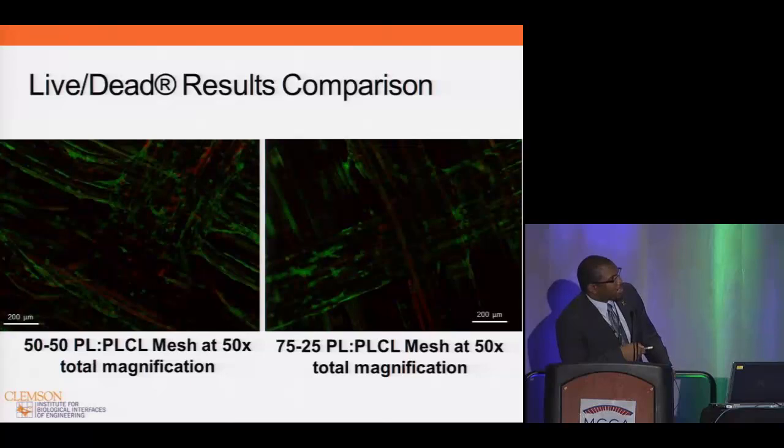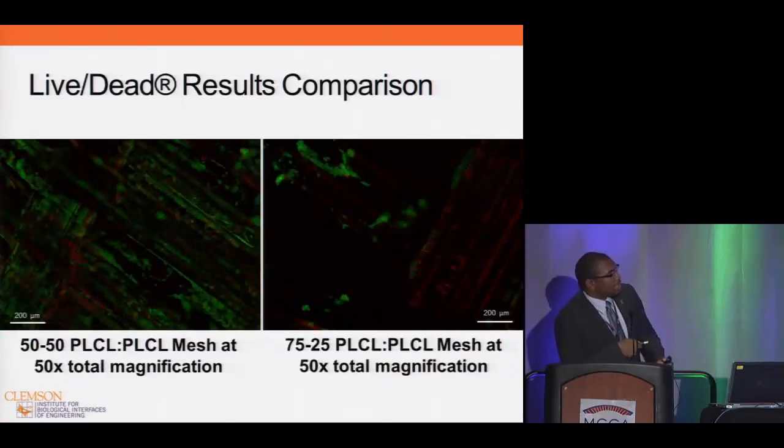And if you actually notice, you see that there are 2 fibers here that are going underneath, so that would be the 75-25 configuration that I mentioned earlier. But you notice that there seems to be qualitatively more cells on the 50-50 mesh than on the 75-25 mesh. And these results were also confirmed when we looked at the other material combinations.